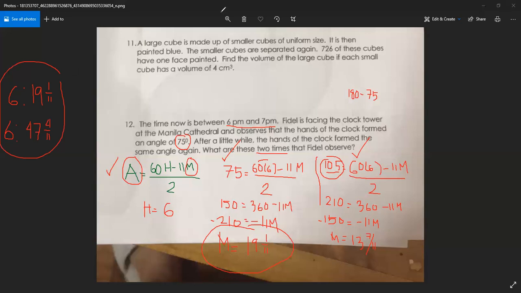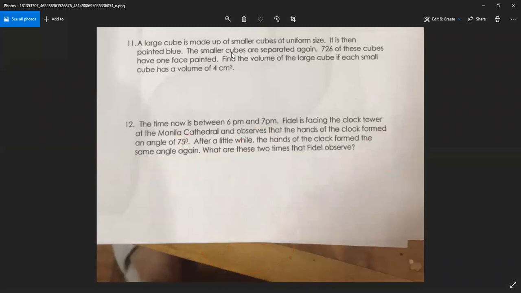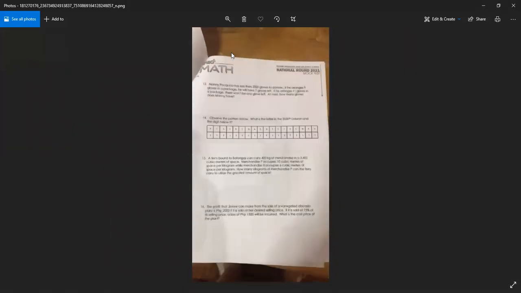So thank you. Let us clear this one. Wait lang. In this matter, we're going to skip the three items. Sorry for that one. Number 11 is okay. Number 12 is okay. 13, 14, and 15, let us skip them first.